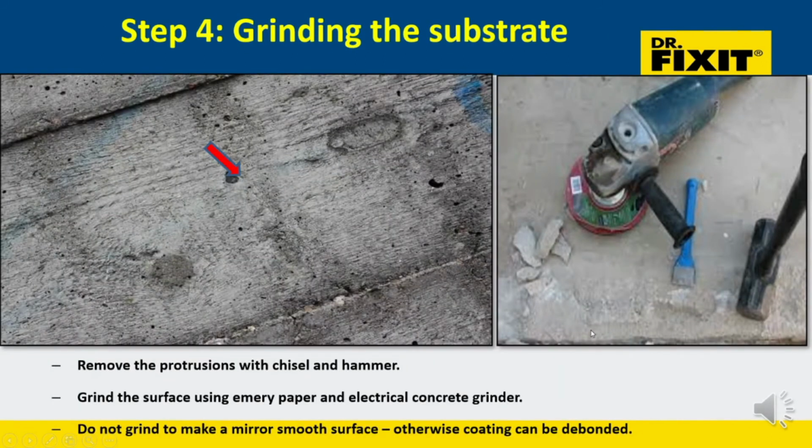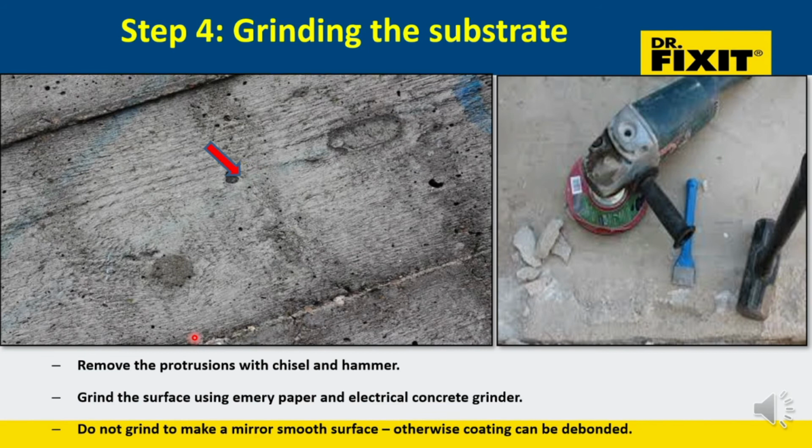So this is step 4, grinding of the substrate. How can we use this grinder? This is the substrate you have seen, where there is a lot of porous and uneven surface. So this grinder is very useful for making this surface good and ready for proper application.